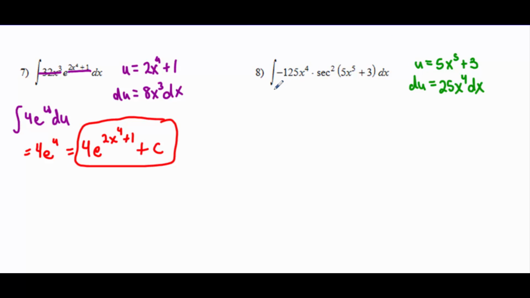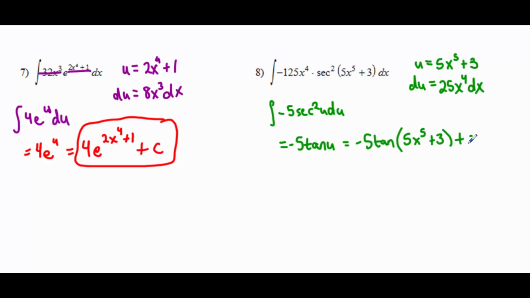Negative 125 divided by 25 is negative 5. So this is negative 5 secant squared u du. The integral of secant squared is tangent, and since this is negative to start, it'll be negative in my answer, because secant squared is not one of them that switches signs. So this is negative 5 tangent u, which is negative 5 tangent of 5x to the fifth plus 3 plus c.